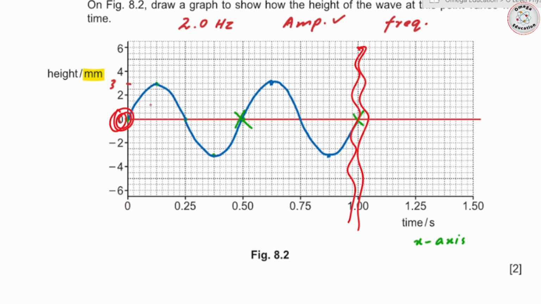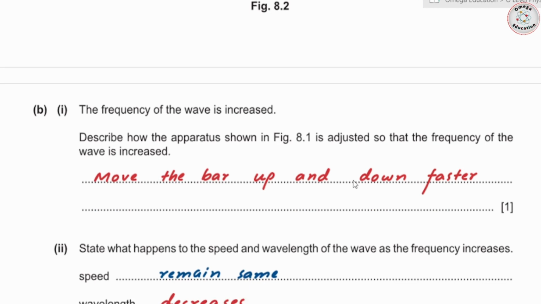And the maximum height of those 2 waves has to be 3 millimeters. So the only way that you can draw a wave which satisfies both these conditions is this one. You see, in 1 second we have 2 waves, in half a second we have 1 wave, and the maximum height of the wave is 3 millimeters. Moving on to the next one.